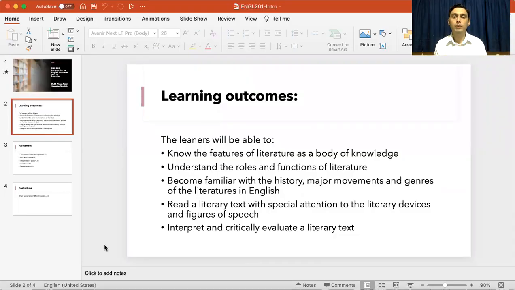So, today I'm going to give you an overview of the course Introduction to English Literature ENGL201. You will be able to know what the major features of literature as a discipline are, and how literary texts are different from the texts of history, the texts of philosophy, texts of sociology, and other subjects. Additionally, we will be trying to understand the roles and functions of literature in society.